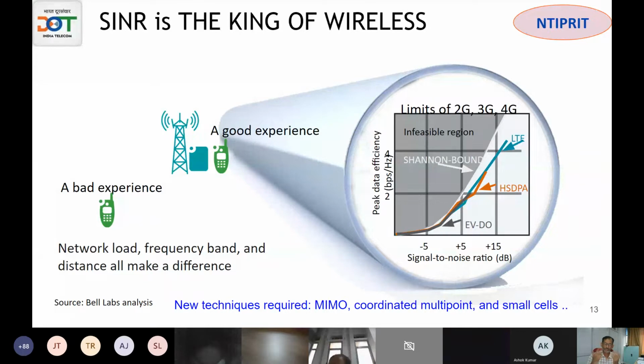4 cross 4, 64 T64 are in LTE and 5G. That means there are so many channels. So there will be 8 or 9 channels for every mobile. Like that, you will have multiple mobiles, multiple channels. So this is one technique that we have for increasing the channels. Then coordinated multi-point, we have got a slide on that. This is a technique which is there from 4G onwards, and of course small cells.